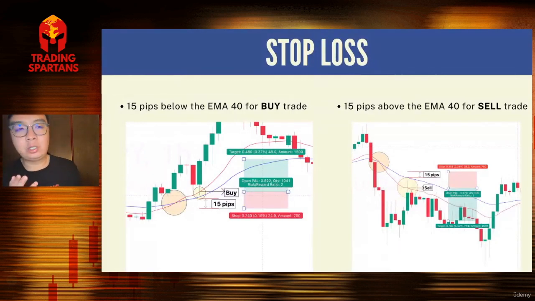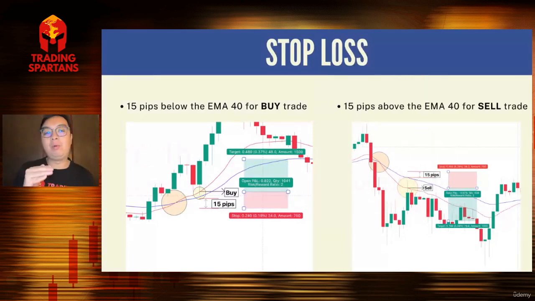In this case for the stop loss, we'll set it 15 pips below the EMA 40. For the buy trade, you measure from EMA 40 and add another 15 pips. That area is your stop loss, so basically 15 pips beyond your EMA 40, and the distance all the way to your entry price is your stop loss. Likewise for the sell trade, you look at your EMA 40 and another 15 pips. That distance from your entry price all the way to that level is your stop loss.